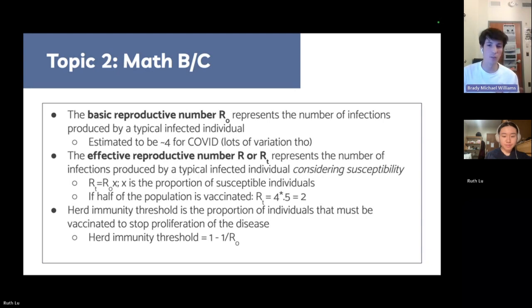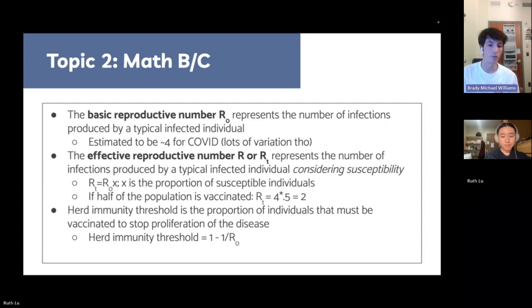So those two concepts are the ones you'll see the most in disease detectives, but there are some others that come up. So the reproductive number is the number of infections produced by a typical infected individual. And that's estimated to be around 4 for COVID. So that means one person with COVID is expected to infect 4 other people.